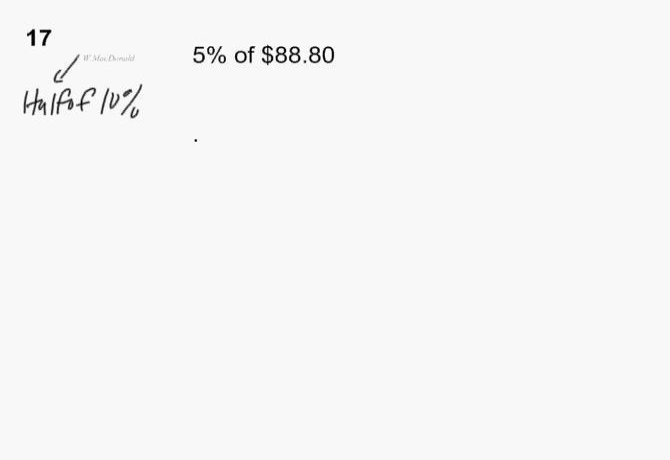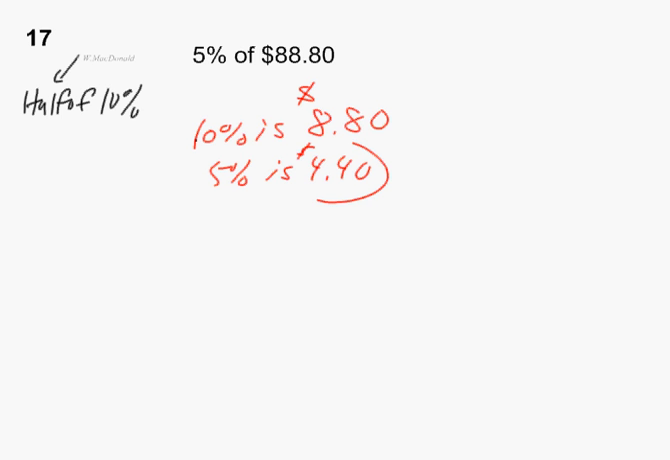Question 17, 5%. So half of 10% is 5%. To get 10%, I'm going to move my decimal one place over. If I move it one place over, 10% is $8.80. So 5% would be half of that, which is $4.40. Half of 10%.